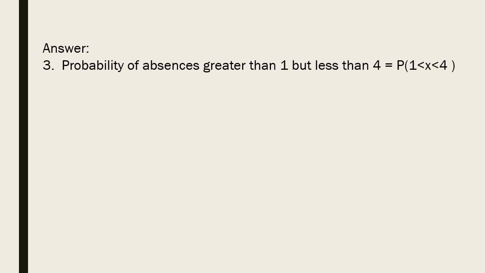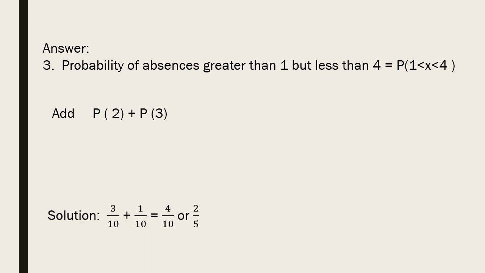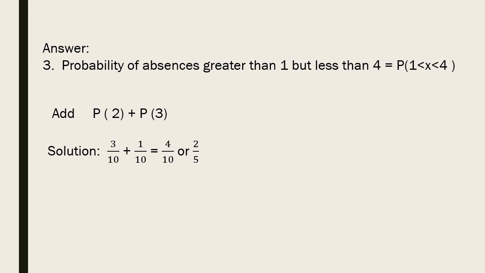For number 3, probability of absences greater than 1 but less than 4, or it is P of X greater than 1 but less than 4. So, ang greater than 1 natin ay ang P of 2 at less than 4 natin ay P of 3. So, we are going to add P of 2 or probability of 2 plus P of 3 or probability of 3. So, substituting the values of probability, P of 2 is 3 over 10, P of 3 is 1 over 10. So, ang total niya ay 4 over 10 or 2 over 5. So, ito yung value ng probability natin.